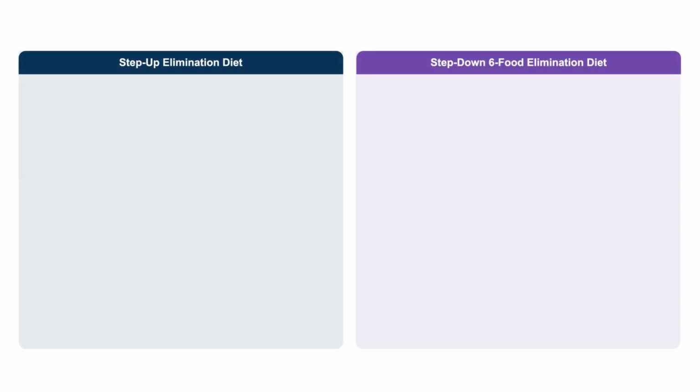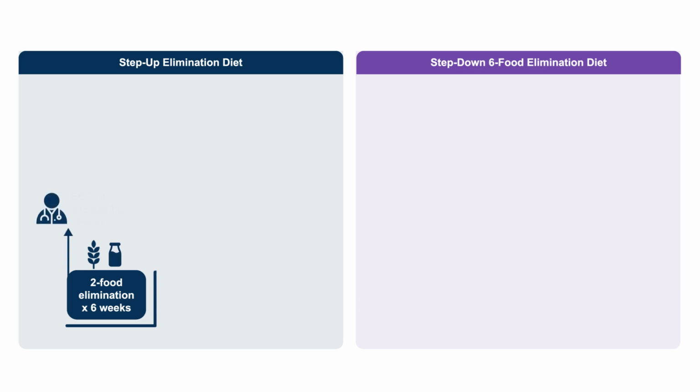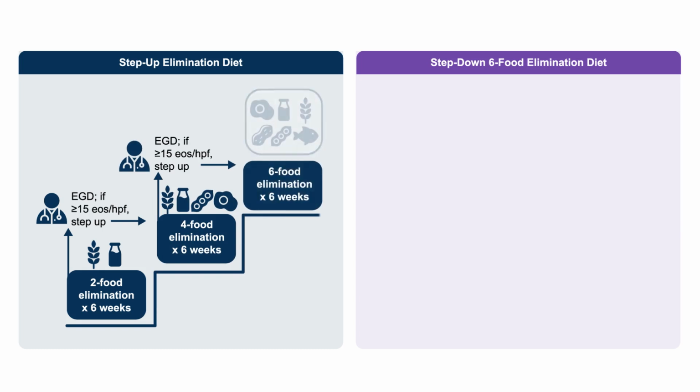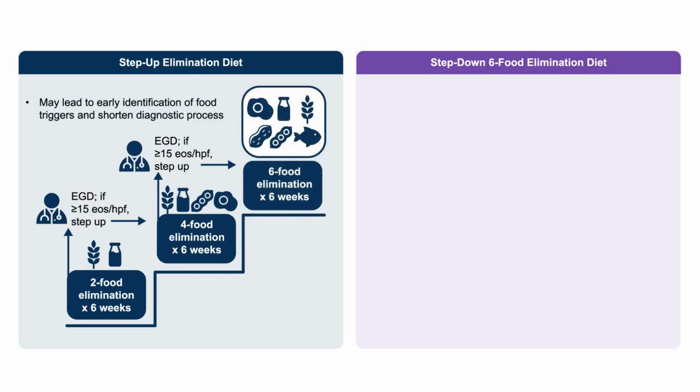In those patients, you can divide them up into a step-up elimination diet and a step-down elimination diet. A step-up elimination diet starts by eliminating 1 to 2 foods for 6 weeks and then repeating endoscopies after that time. If the endoscopy shows that there are greater than 15 eosinophils per high-powered field, then additional foods are added and reassessment is done. And this is helpful because it does limit the number of endoscopies that the patients have.